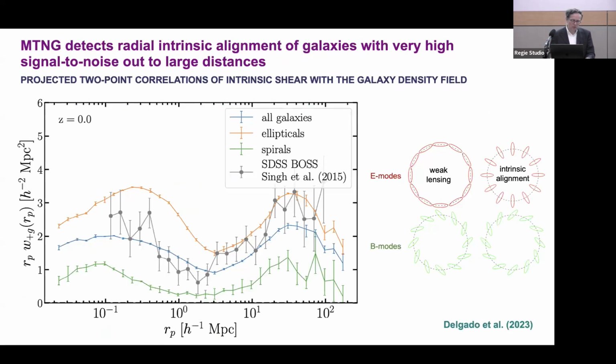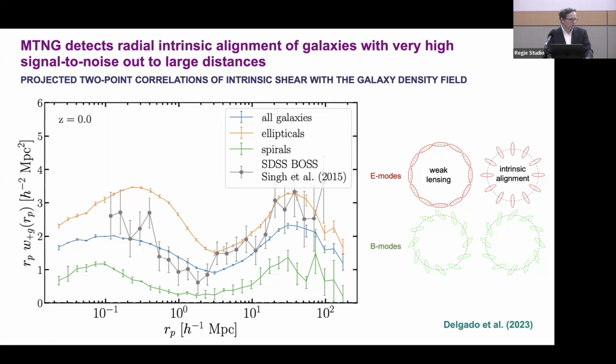But in Millennium TNG, we had now such good statistics and such a high quality calculation that we could detect the shear galaxy correlation with incredibly high signal to noise that you see here. This is based on measurement in orange for elliptical galaxies. And you see here the statistical error bars. They are far away from zero, right? So we detect this with very high signal to noise out to 100 megaparsec.